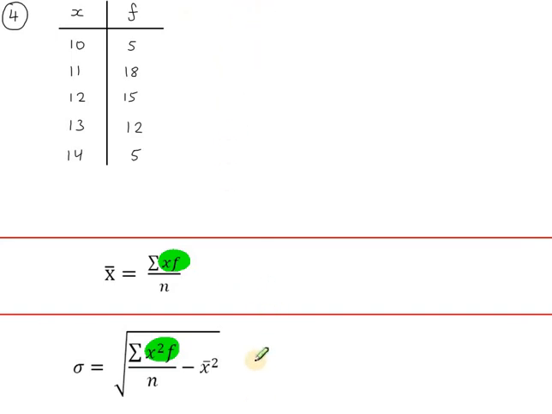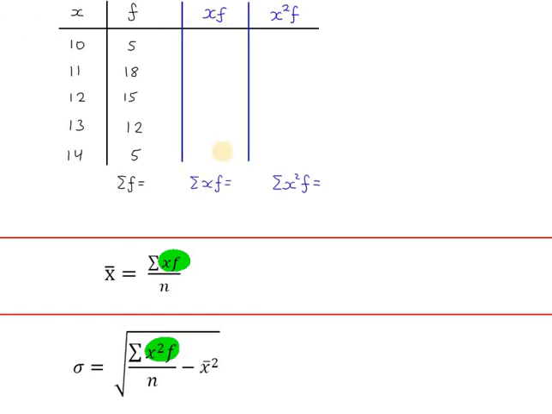You should memorize these formulae. They are not given in the formula book. So these are the additional columns that we need, and then we need to work out the sum of all of the frequencies, the sum of all of the xf values, and the sum of all of the x squared f values. Then we substitute these summary statistics into the formulae to work out mean and standard deviation.